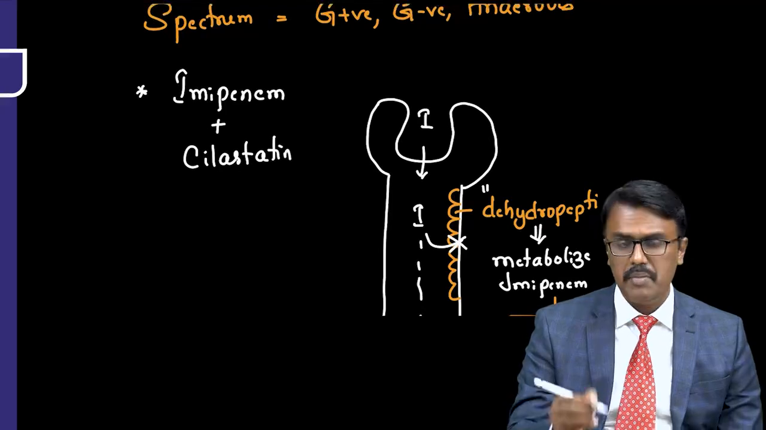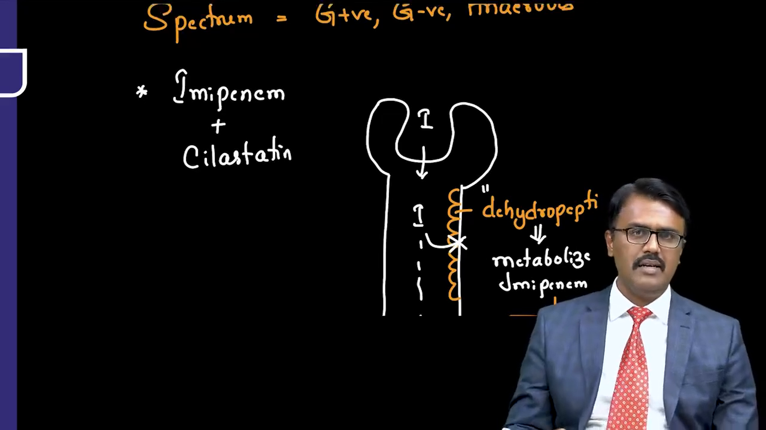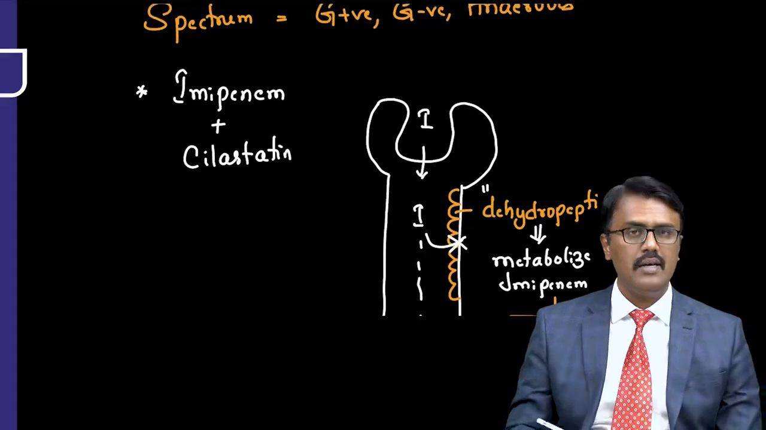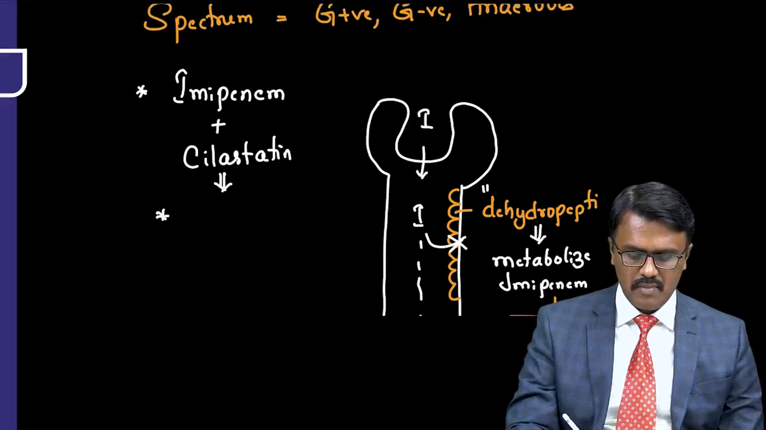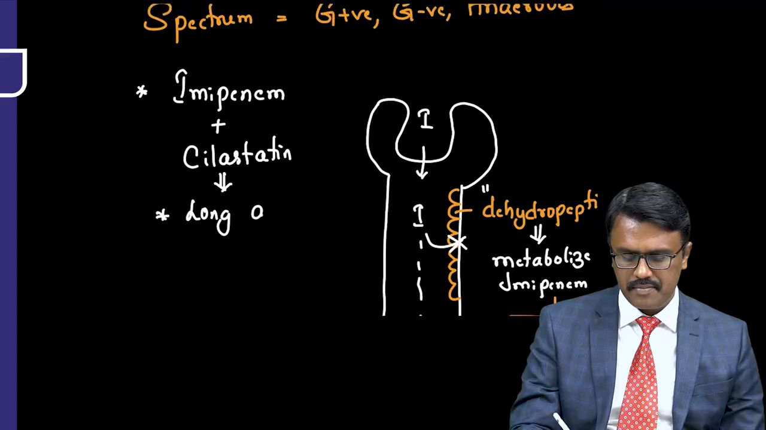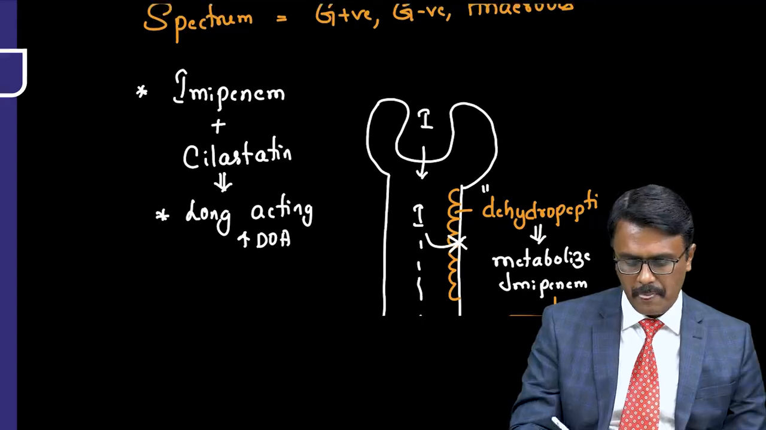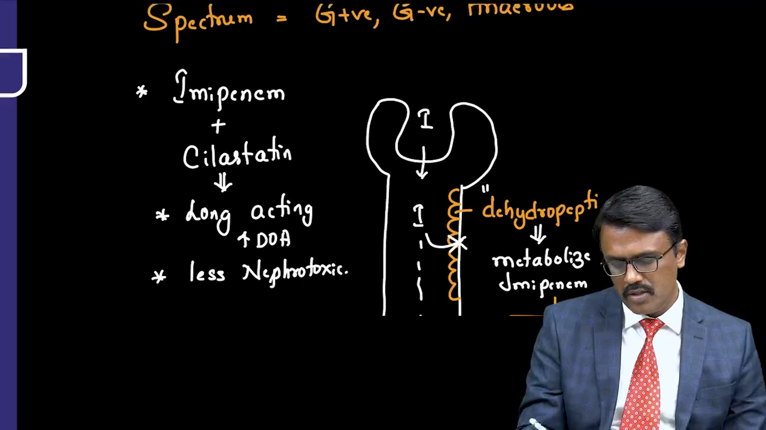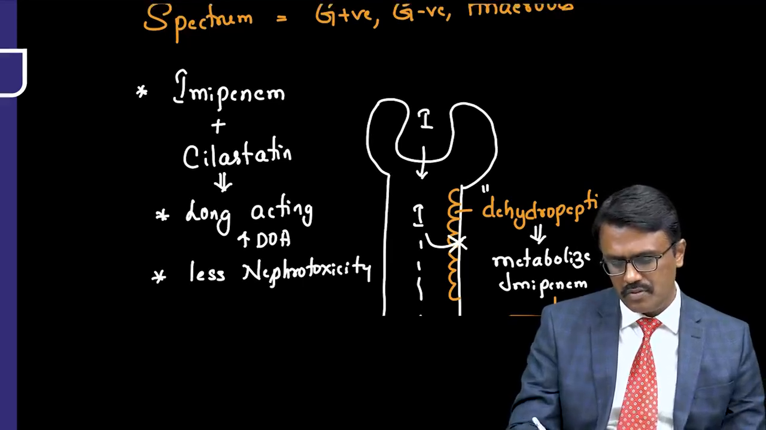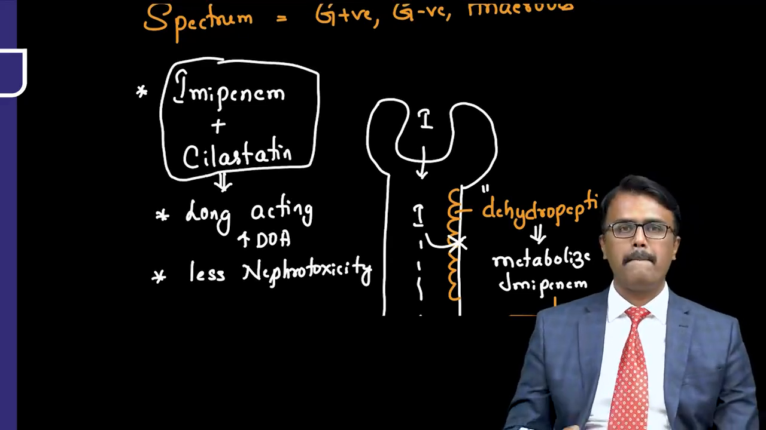Let me explain again. If I give imipenem alone, the drug is metabolized and it produces a toxic metabolite in the kidney, leading to nephrotoxicity, and the drug is shorter acting. Now if I inhibit the enzyme, what is the advantage? Advantage number one, the drug becomes longer acting. So that means there is increase in duration of action. Second, less nephrotoxicity. So the toxicity is reduced. So this is the advantage of combining imipenem plus cilastatin.